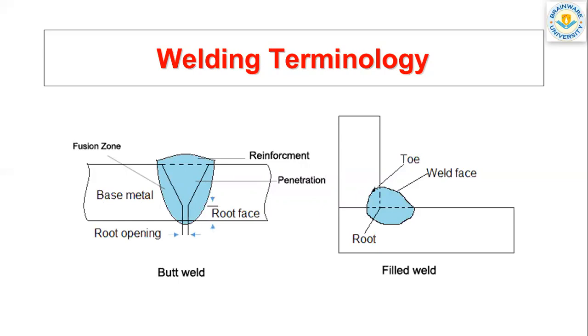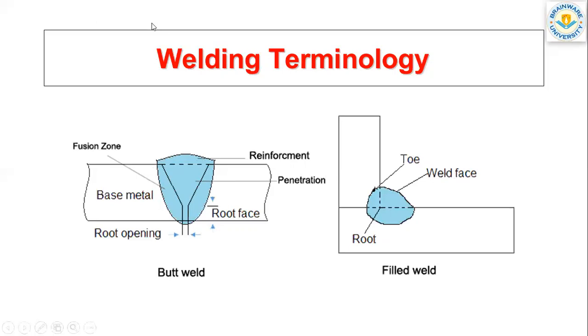Another term is reinforcement. I'm going to come to that point. One point is not written here, that is the weld face. This is called bead, and the bead is the metal added during a single pass of welding. The bead appears as a separate metal from the base metal.